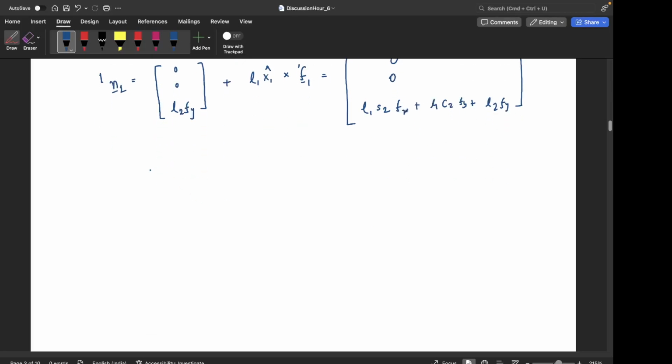so what we have is that tau 2 is L2 Fy and tau 1 is L1 S2 Fx plus L1 C2.